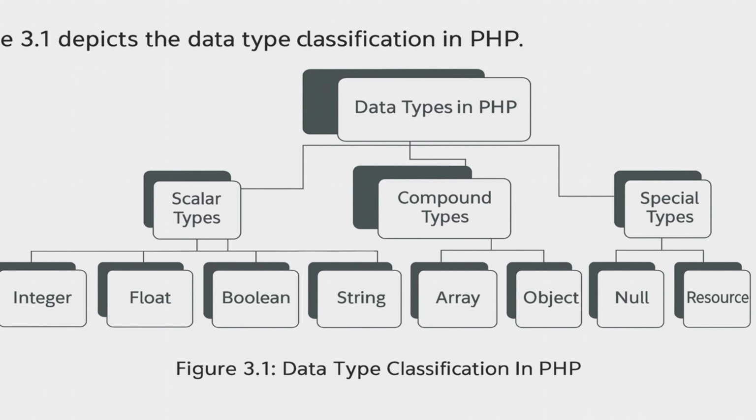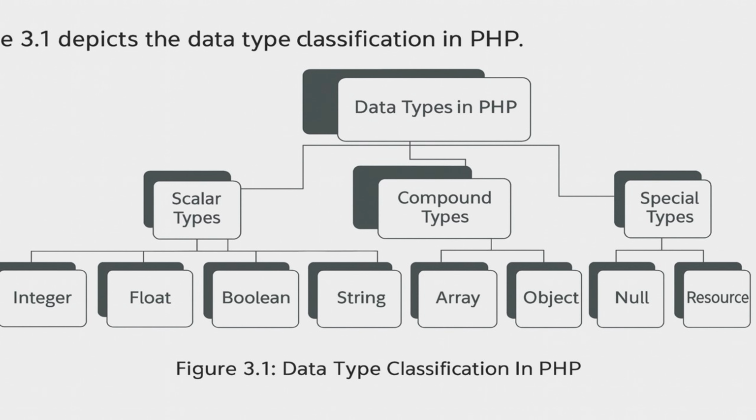Compound types. These data types can hold multiple values or even complex data structures. Under compound types, we have array, which can store a group of related values in a single variable, and object, which represents an instance of a class in object-oriented PHP. Compound types are very useful when working with collections of data or creating dynamic web applications.